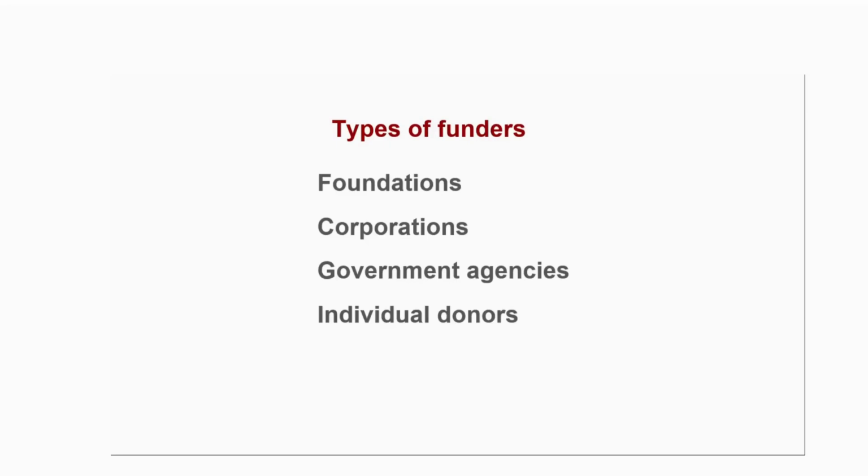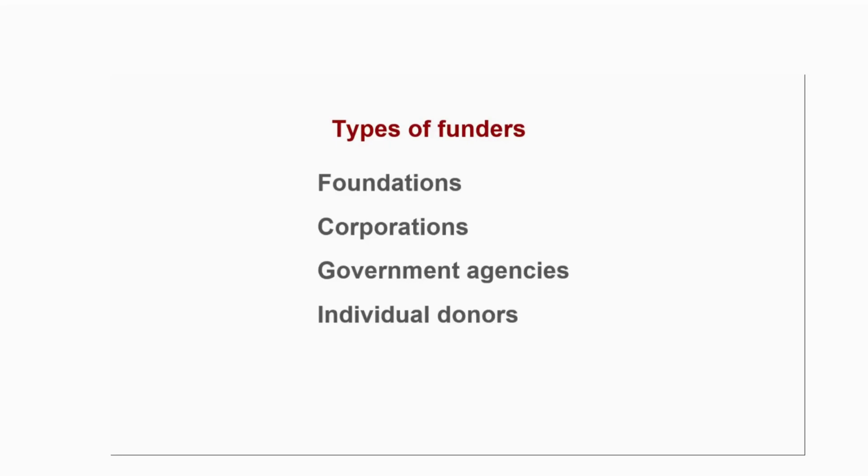Then we have another common foundation by Bill and Melinda Gates. The Bill and Melinda Gates Foundation focuses on education, healthcare, and so on. So we have many other foundations out there. You can take time and do some search on Google, and you'll be able to come across more foundations that are giving funds to non-profit organizations.